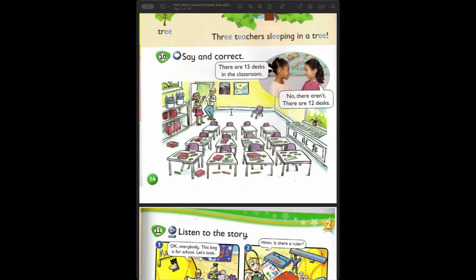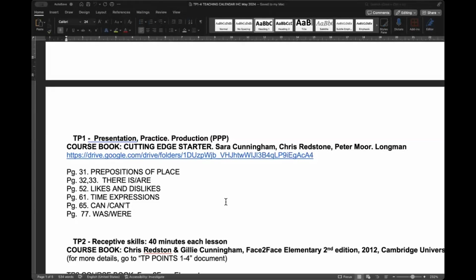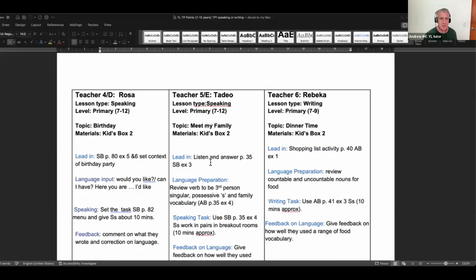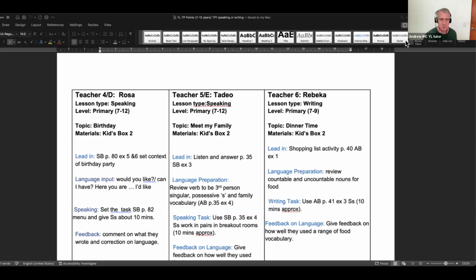Okay, so you're doing a writing lesson. Yes. And it looks like it's Dinner Time. I'm looking at the wrong page, sorry. Here we are. No, that's not right either. I've got too many pages open, that's the problem. There we go. Yeah, it's dinner time. I think it's writing a shopping list.